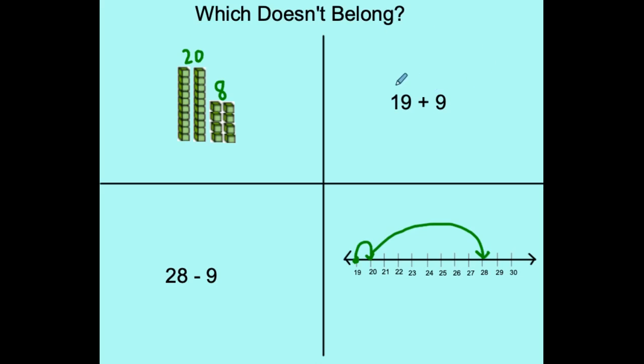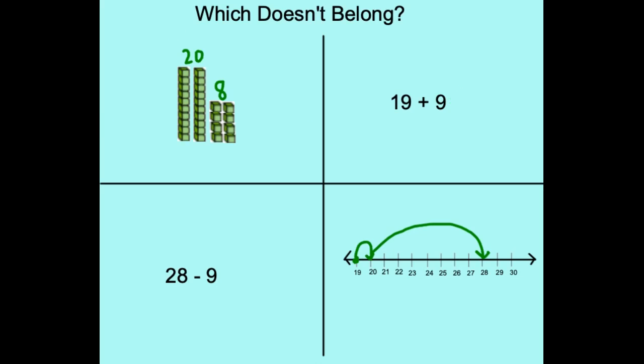Okay, let's see. What's this one? 19 plus 9. Maybe you said this one doesn't belong because we don't know what it equals. There's no 28 in here yet, right? But maybe if you solved it, you're like, oh, 19 plus 9 does in fact make 28. So if you said this one doesn't belong because it's not showing 28, it's kind of true, right? But then if we put them together, it does equal 28. So what do you think? Does it belong? Okay, let's take that off.